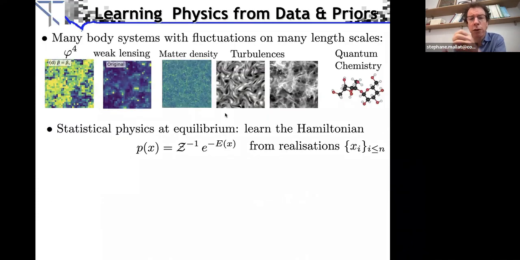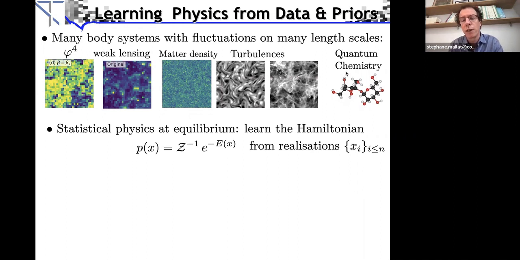So the problem I'll be looking at is, in general, the ambitious problem of learning physics from data and priors. The typical difficult problems involve the interaction of many bodies with fluctuations on many length scales. You have this toy model called phi-4 that I'll be mentioning, but the applications we're really interested in are more in cosmology. I'll be speaking a bit about weak lensing, the distribution of matter in the cosmos, but also turbulent flow, whether it's fluid turbulence as here or gas turbulence in astrophysics, and at very small scales, quantum chemistry problems.